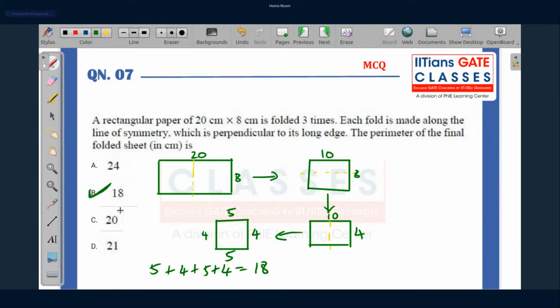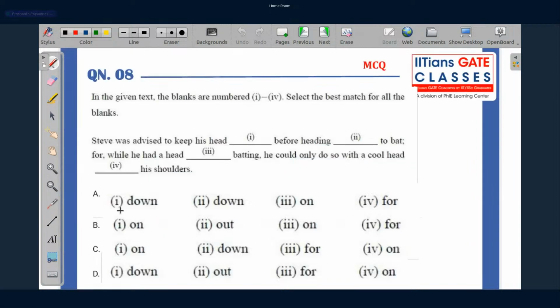Okay. Moving ahead. This question is from English.